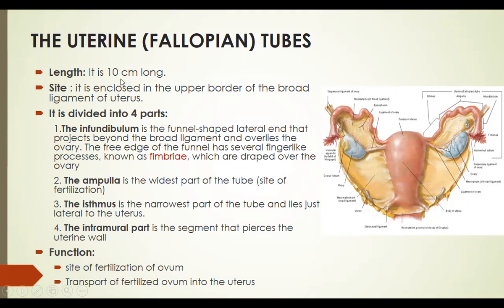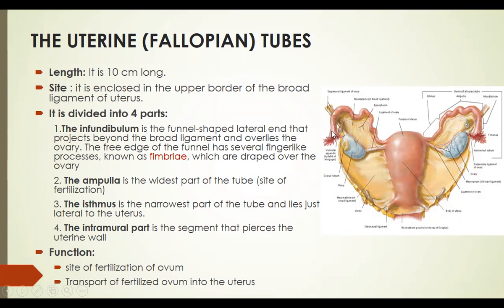The length is almost 10 centimeters. It is enclosed in the upper border of the broad ligament of the uterus. If you see here, this is the broad ligament, and the tube will be present in the upper end of the broad ligament. So these are the fallopian tubes at the upper end of the broad ligament. It is divided into four parts.